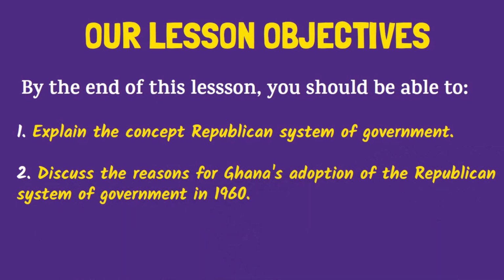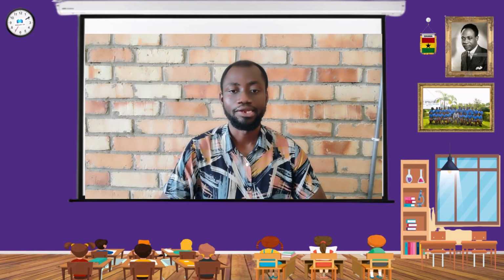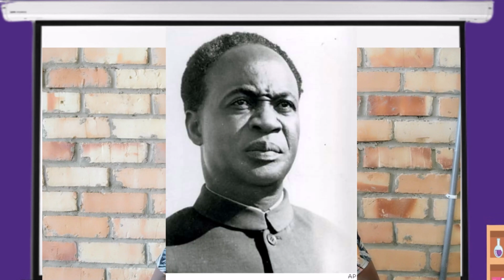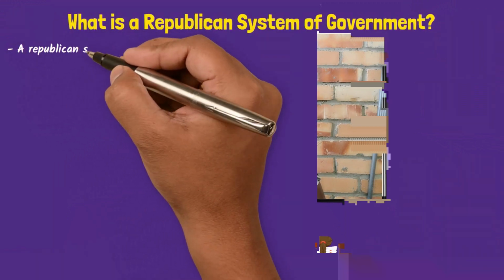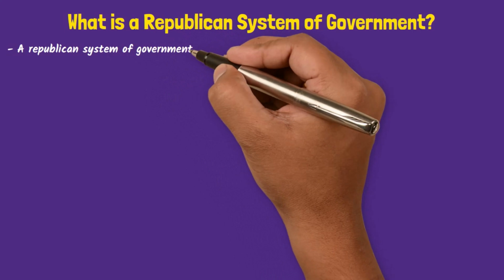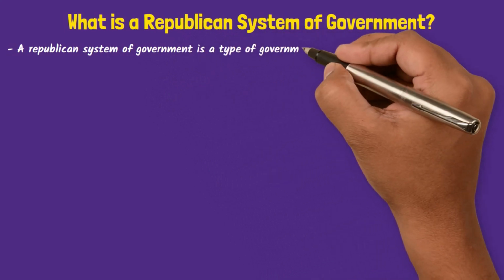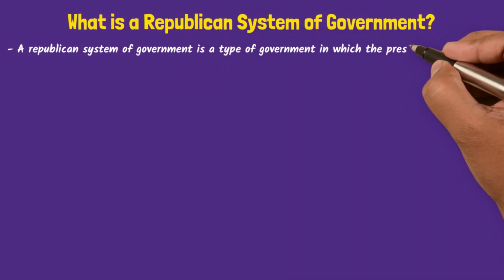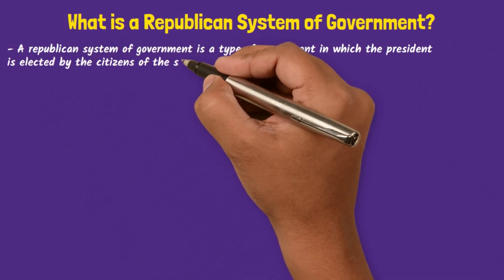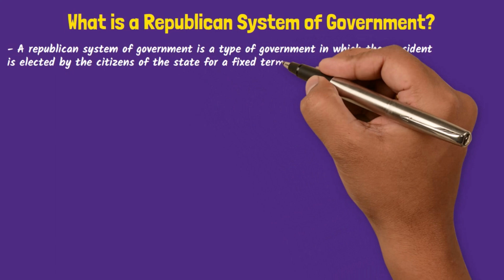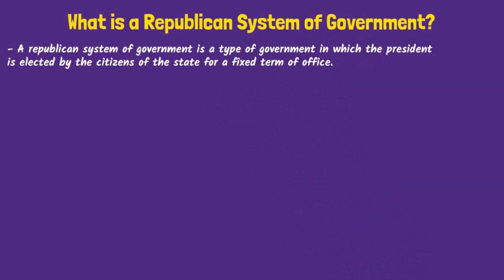Now, three years after Ghana gained independence in 1957, Ghana, under the leadership of Osagyefo Dr. Kwame Nkrumah, decided to adopt a Republican system of administration. The Republican system of government was a form of government in which the president was elected by the citizens of the state for a fixed term of office. So you were given a fixed term of office as a president.